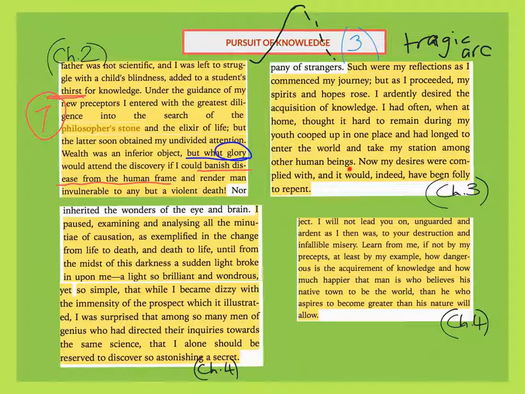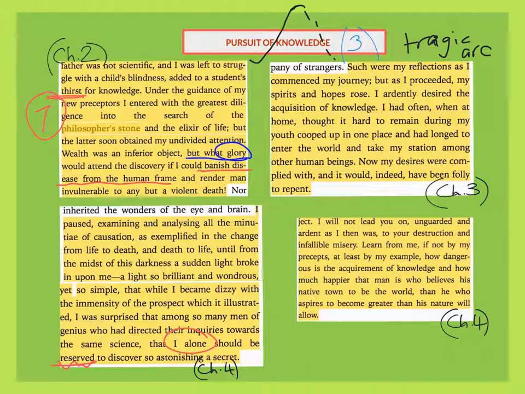But Victor's world starts to shrink now with this monomaniacal fixation and obsession. Bottom left here sees Victor in his laboratory, studying away and arriving at this sort of epiphany. Light so brilliant, so wondrous, yet so simple, that while I became dizzy with the immensity of the prospect which it illustrated, I was surprised that among so many men of genius, that I alone, there's the key bit there, I think, should be reserved to discover so astonishing a secret.